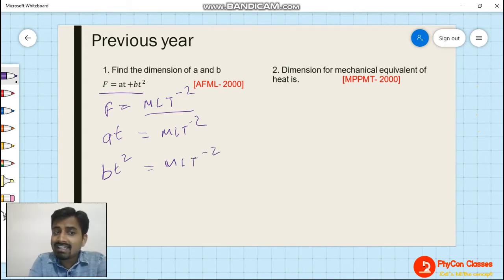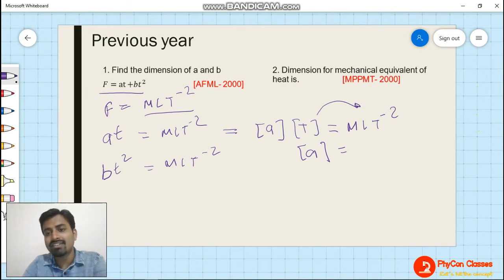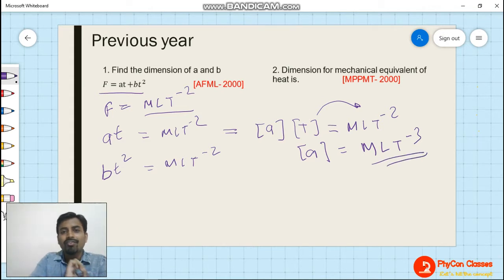Now what is T here? T is time, and for time we already know the dimension, right? So from here we can write: the dimension of A, which we want to calculate, times the dimension of T, that is time, capital T, equals MLT minus 2. Now to calculate the dimension of A, I need to shift T from the left hand side to the right hand side, and when it goes to the right hand side, the power becomes negative, and the final answer will be MLT minus 3. How many of you have got the correct answer? Raise your hand. I cannot see you, but still.